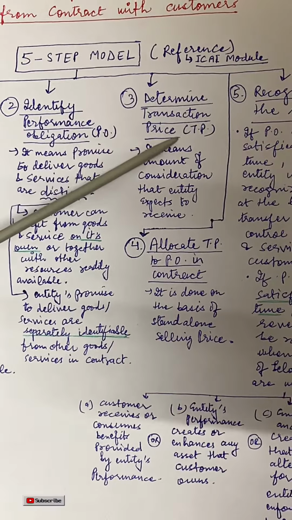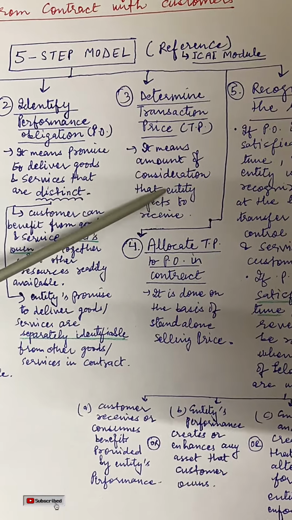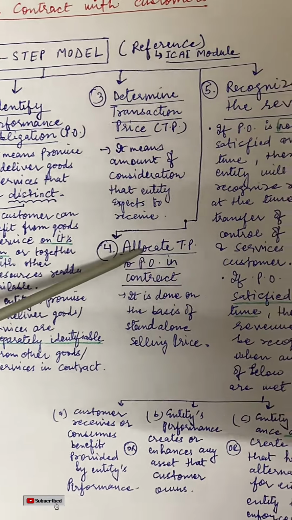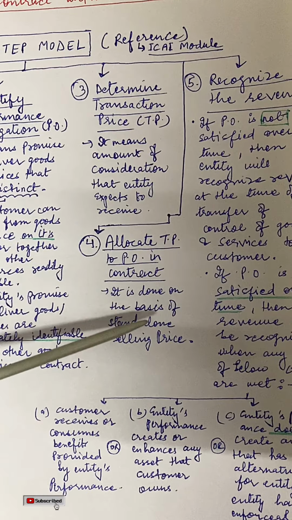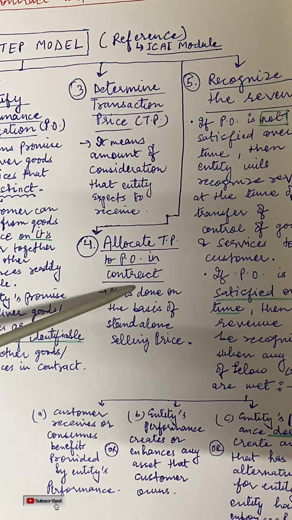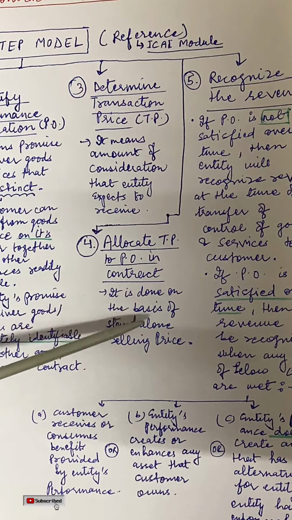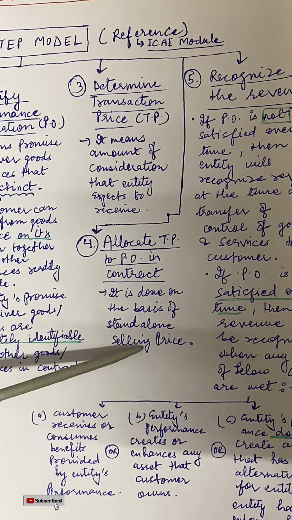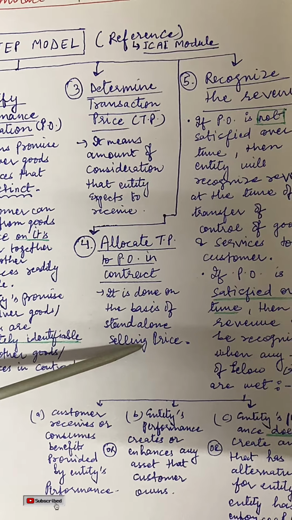Third is determine the transaction price. It is simply the consideration that entity expects to receive for their sales or services rendered. Fourth is allocation of transaction price to performance obligation. So that is done on the basis of standalone selling price. Let me know if you want to understand this with an example. I will prepare a separate video for that.